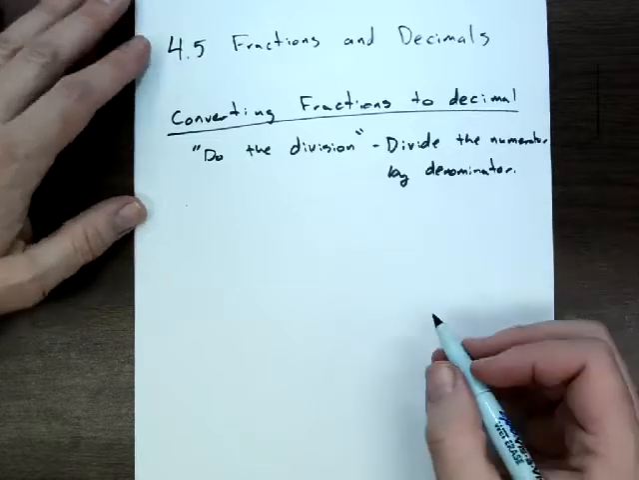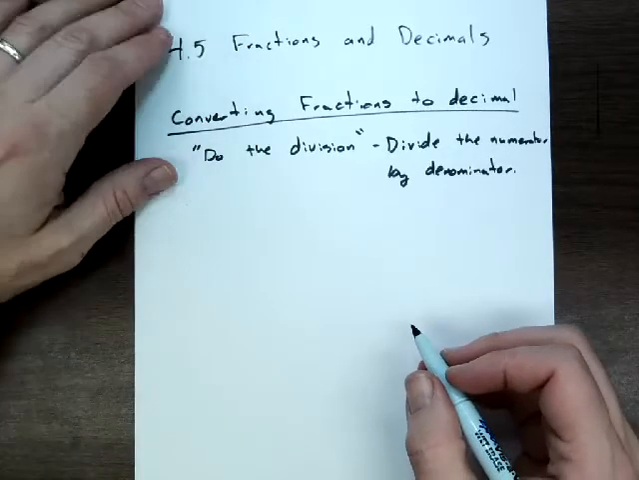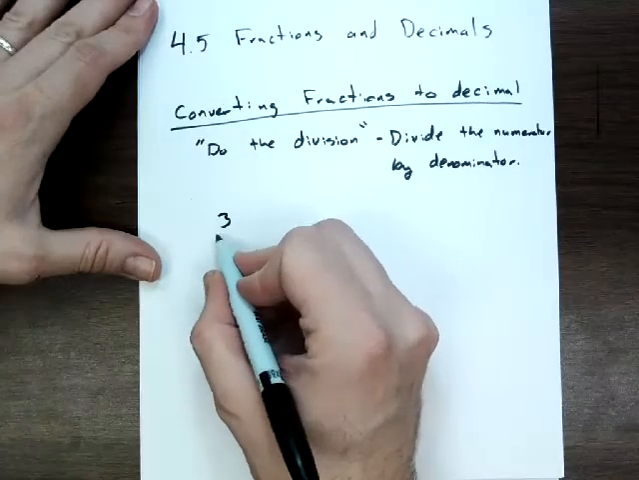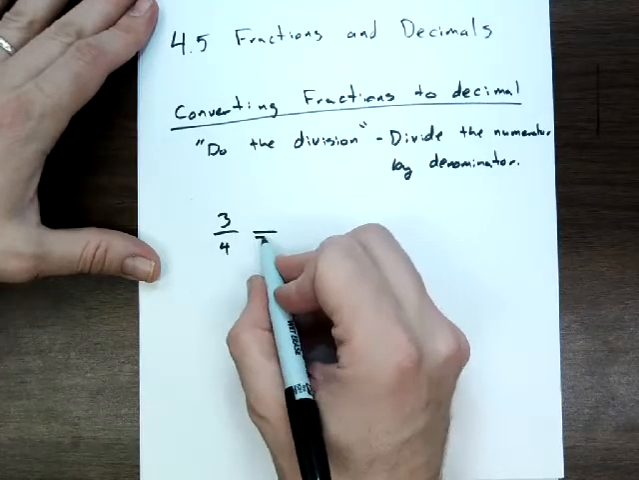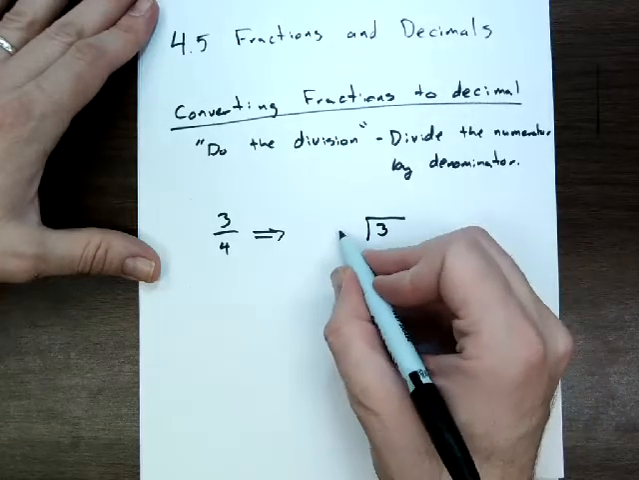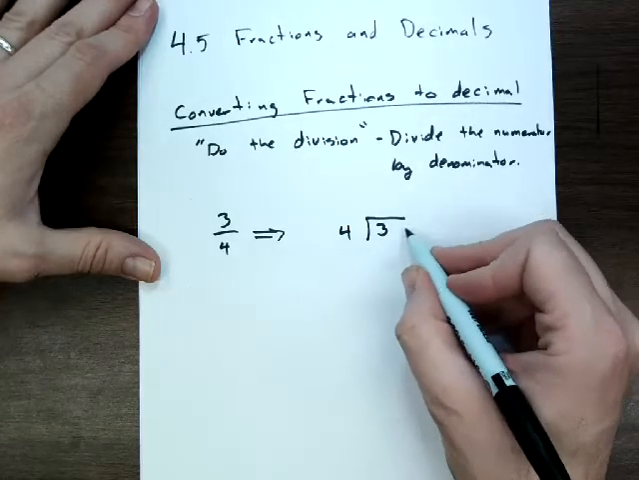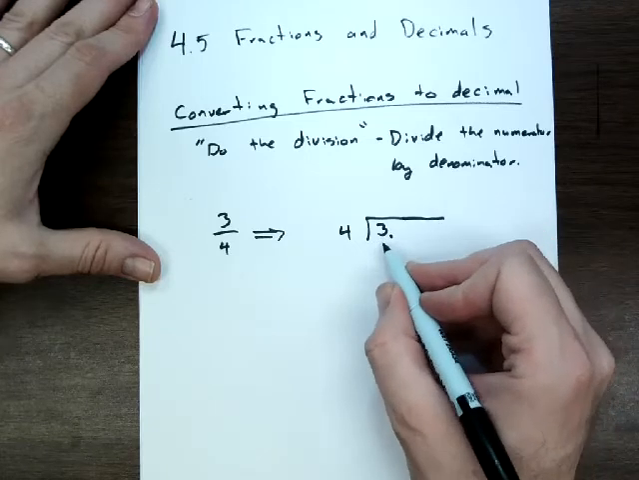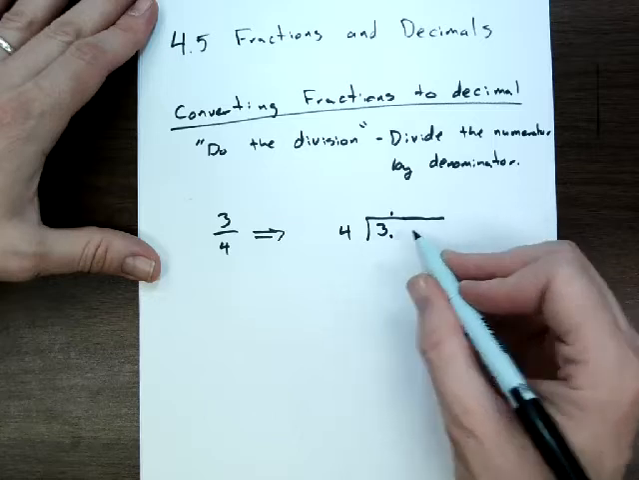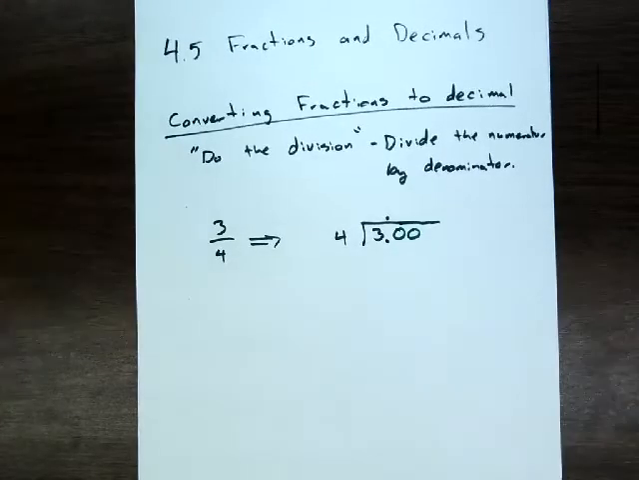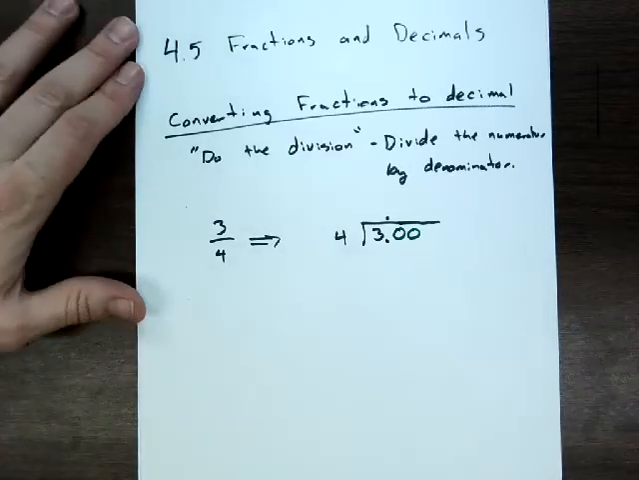So let's go ahead and get started. Let's start off with something fairly simple, like 3/4. What we're going to do here is take that 3 and divide it by 4. Now 4 doesn't go into 3. So of course, we put a decimal point after our whole number, and we're going to start adding on some trailing zeros. And we're going to go ahead and proceed on with our division.